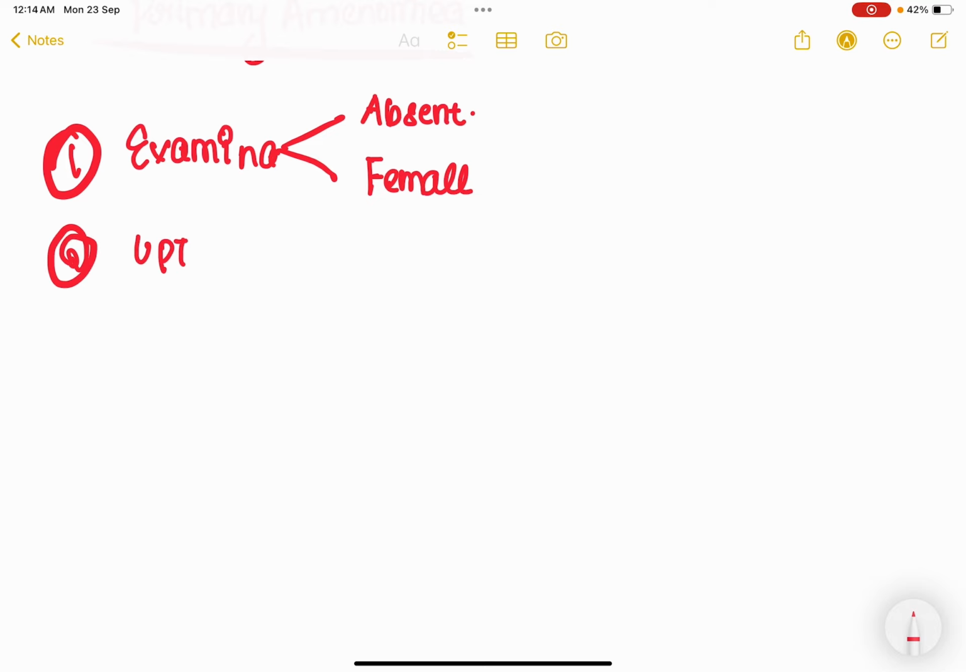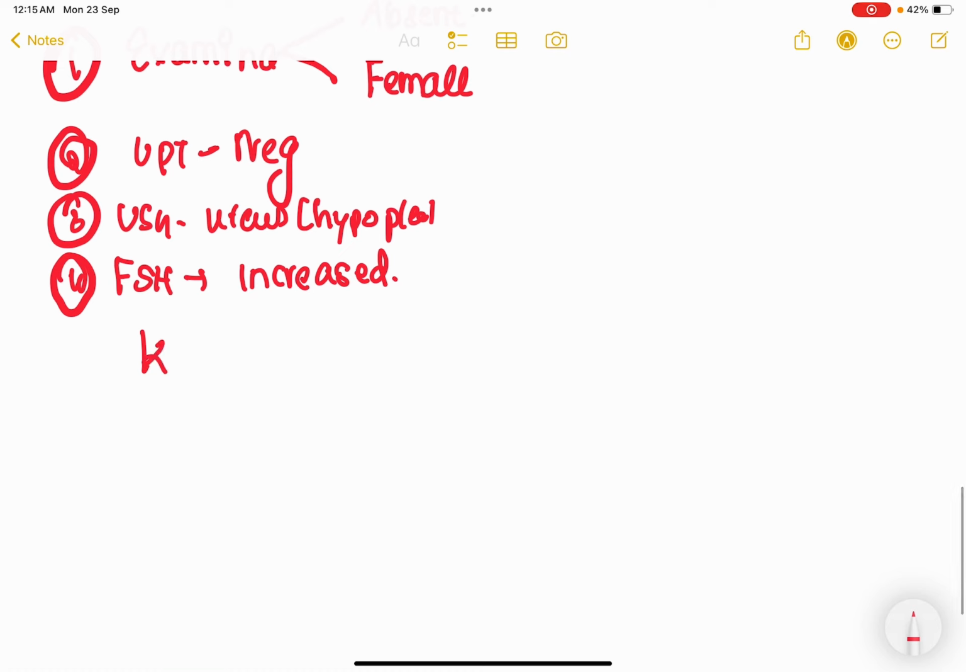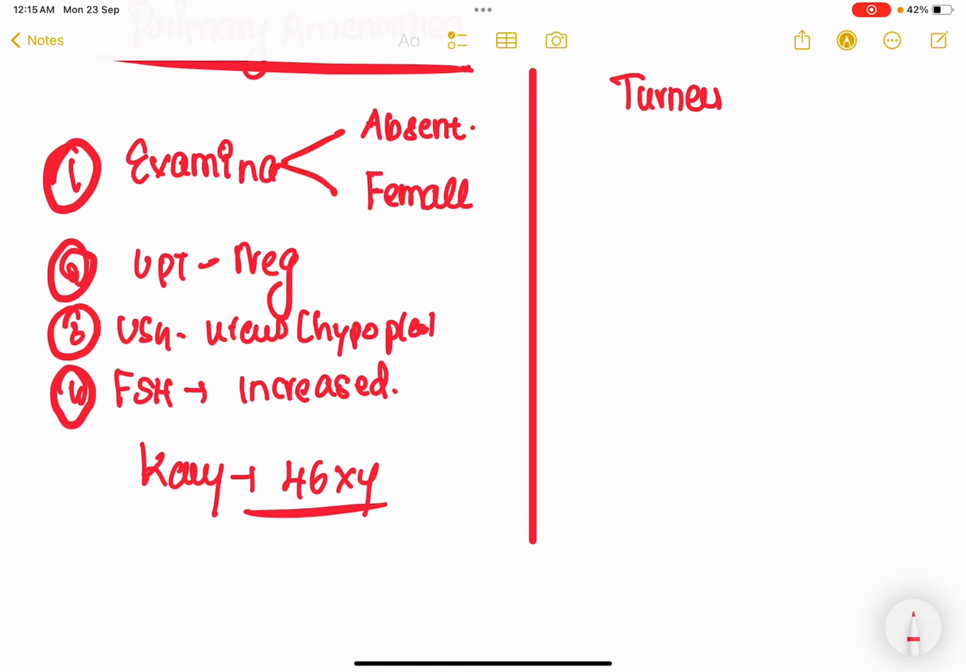Second step, you do UPT, it is going to be negative. When you do the ultrasound, the uterus is present, but it is a hypoplastic uterus. When you do the FSH, you can notice that the FSH is going to be increased. Is that clear? Yes, FSH is going to be increased. And when you do the karyotyping, it is going to be 46XY. Okay. Yes. So similar examination features are going to be present in another condition, that is Turner syndrome.